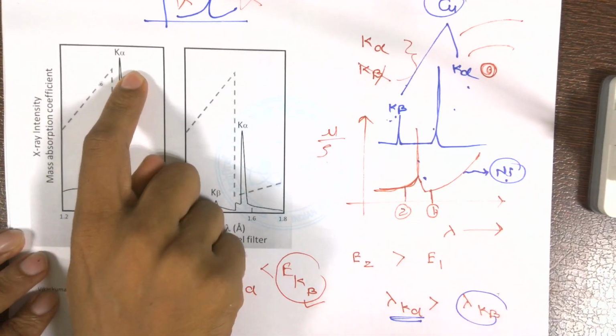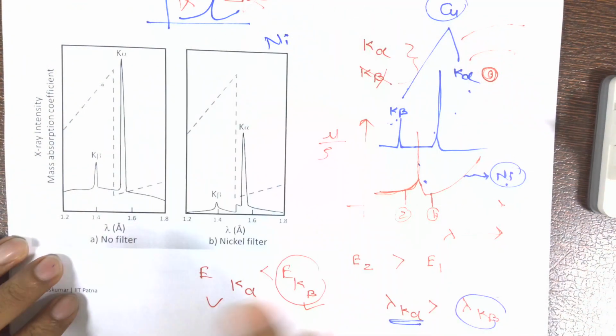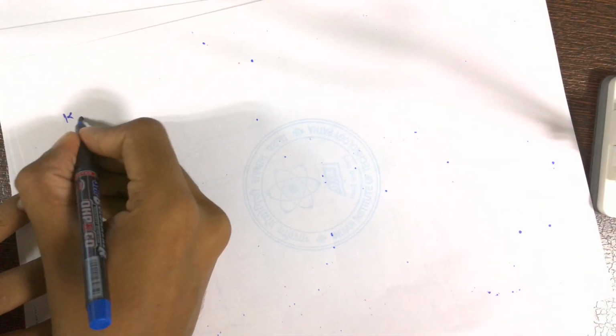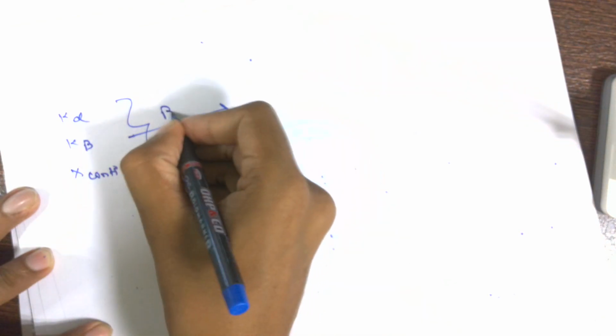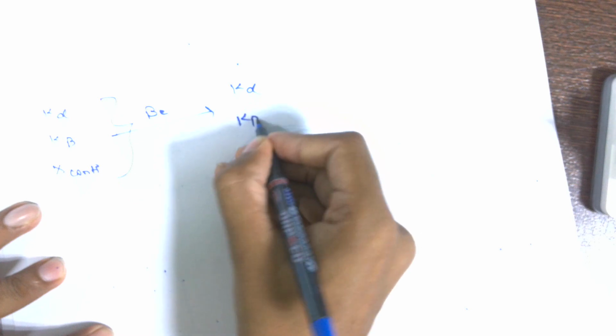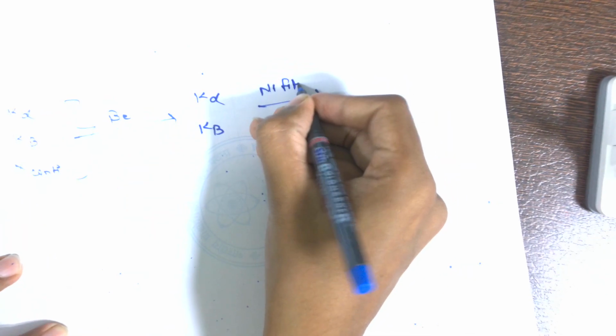how selectively we can eliminate K beta with respect to the K alpha, and after the nickel filter, we are getting only the K alpha. We can follow that schematic. Initially we were having the K alpha, the K beta, and the continuous X-ray. We pass this through the beryllium window. What we got from there was K alpha and K beta. This we pass through the nickel filter, and we got K alpha.